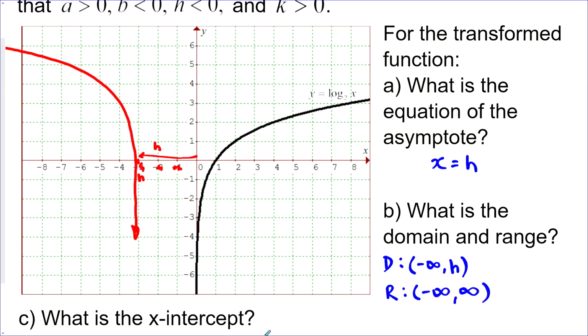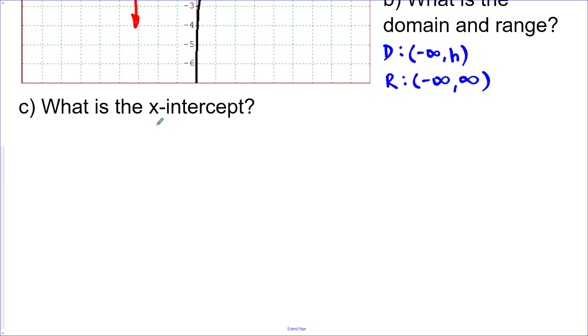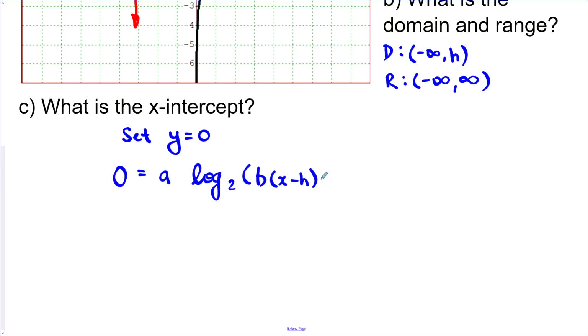Now what is the x-intercept? Now this one's a bit weird because we don't have any numbers, so we're just going to work with the letters that we have. We need to set y equal to 0 because that's when our x-intercept happens. So we've got 0 is equal to a log base 2 of b(x minus h) plus k. And then we just do algebra just like we would do with numbers, except we'll do it with these letters instead. So minus k on both sides.